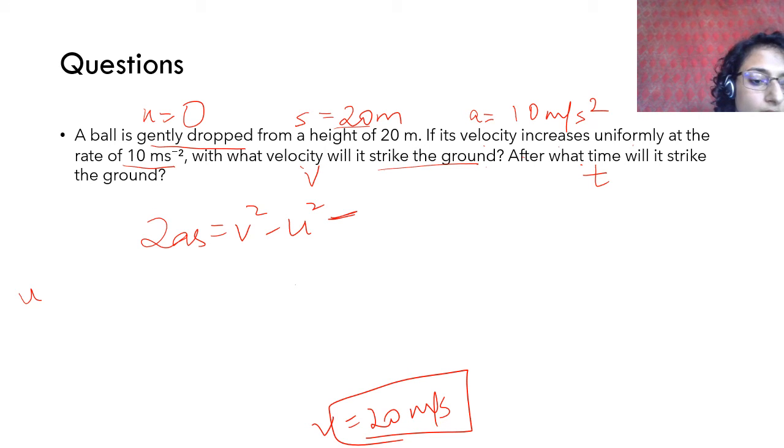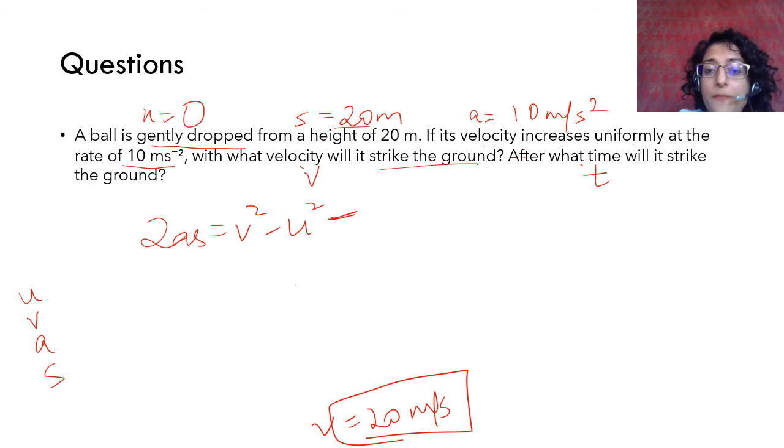You have U, you have V, you have A, you have S. You can use anything to calculate T, right? You can use S is equal to UT plus half AT square, or you can use V is equal to U plus AT, which is much easier because t here is in t square and so on.